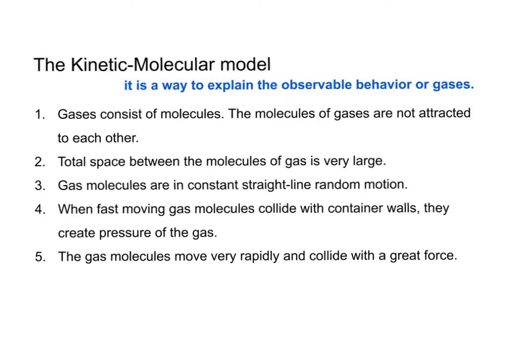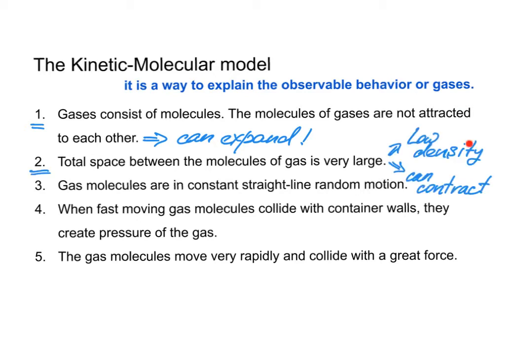Here comes the first statement of the kinetic molecular model. Gases consist of molecules. The molecules of gases are not attracted to each other. That can explain why gases can expand. The molecules are not sticking together, so gas can expand, filling up any container it occupies. Second statement. Total space between the molecules of gas is very large. That would explain the low density of gases and their ability to contract.